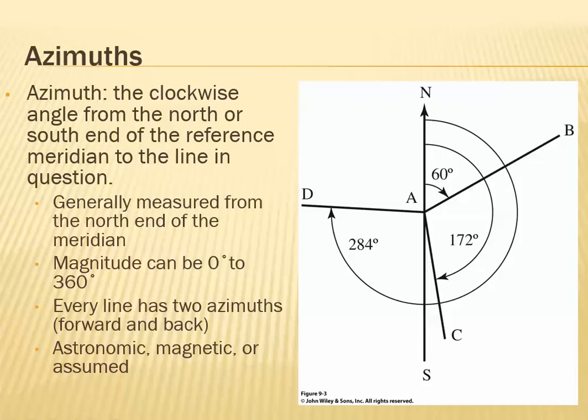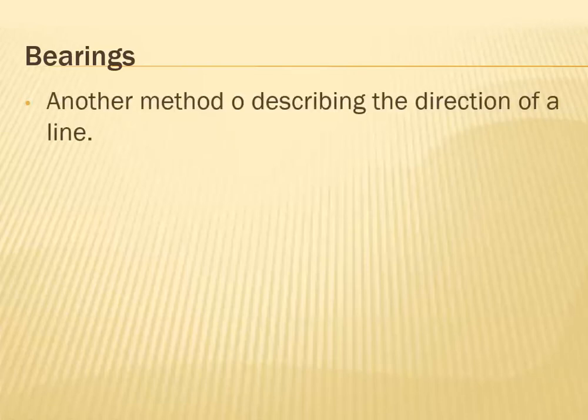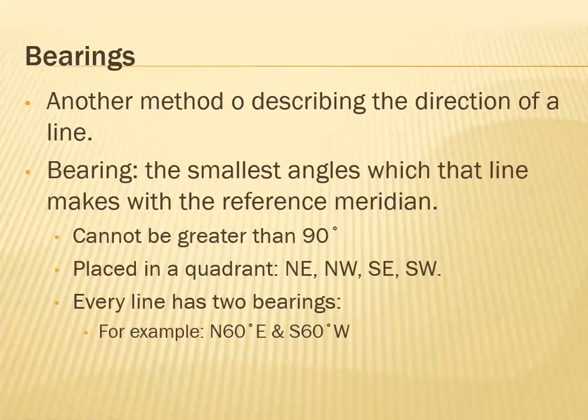we're going to talk about these, but it's important that we also distinguish azimuths from bearings. There are people that use one more than the other. I believe azimuths are used more often, but actually, I'm not sure. I guess it depends on the application and the person and the company. Bearings are similar, but what they describe is the smallest angle which that line makes with reference to another meridian. So we're going to talk about quadrants.